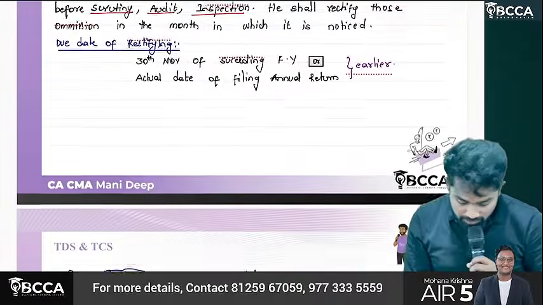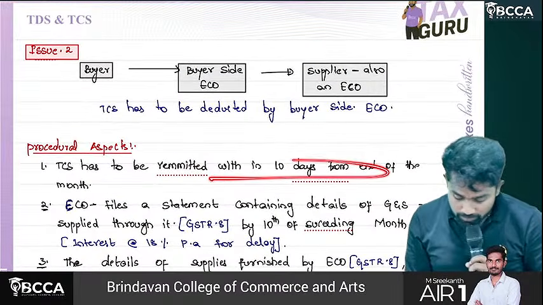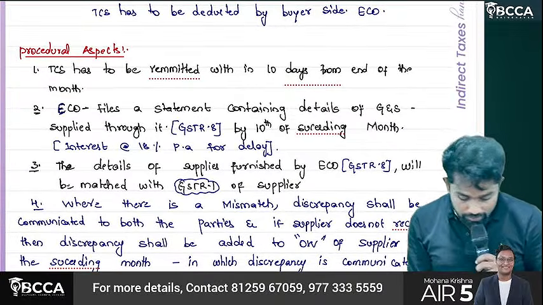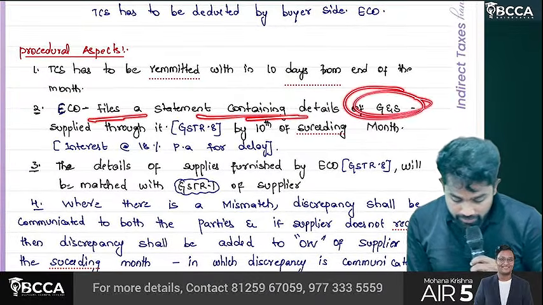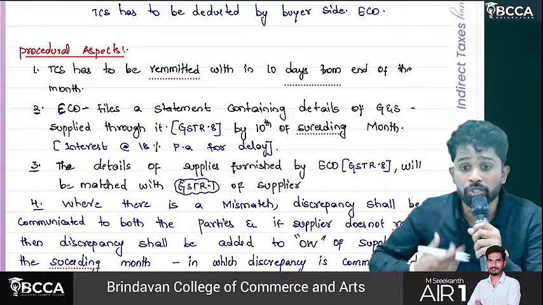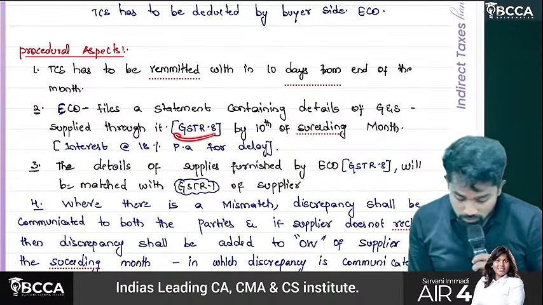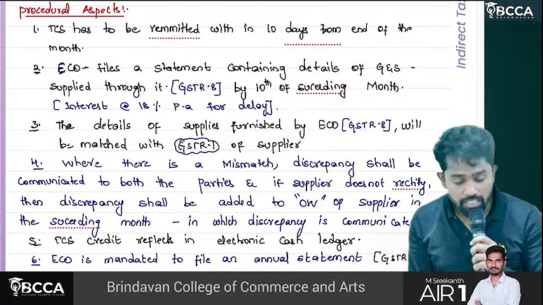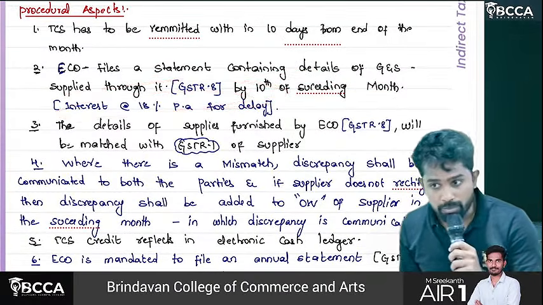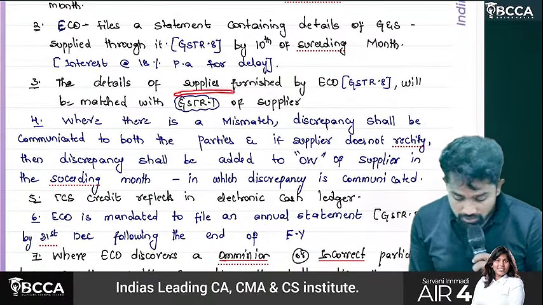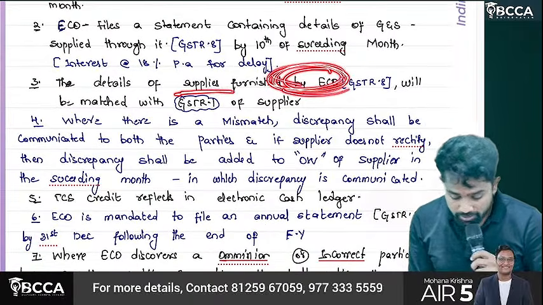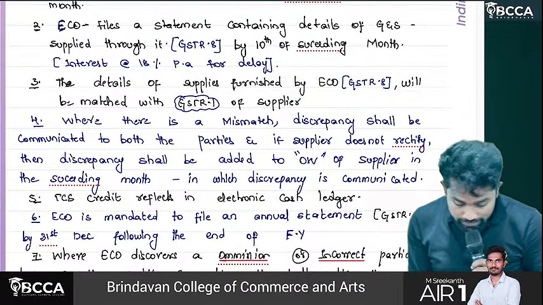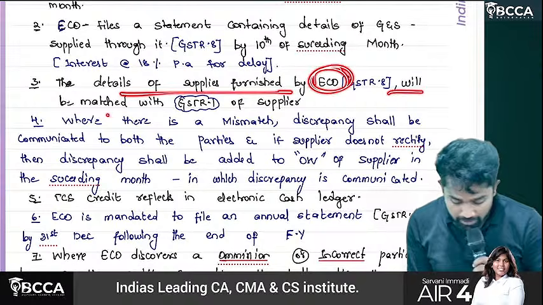Then the procedural aspect, sir. TCS has to be remitted just like TDS within 10 days from the end of the month. Then the ECO has to file a statement containing the details of goods and services supplied through his platform. Through which form, sir? GSTR 8. By when? 10th of the succeeding month. If there is a delay, interest is payable at a rate of 18% per annum. The details of supplies furnished by the ECO will be matched with the GSTR 1 of the supplier.